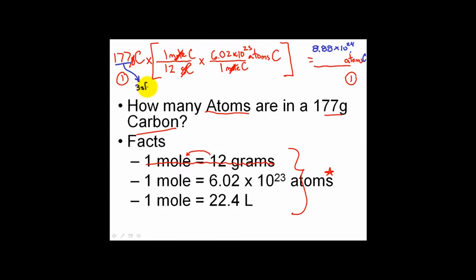Now that's important to me because that tells me in my answer, I also need to see three significant figures. And so I rounded my answer off to have a decimal point. It goes like this. 1, 2, 3 sig figs. So 8.88 is what I have. It was 8.88795, and I round that off to 8.88 times 10 to the 24th. So just be alert of that. That's something you need to make sure you have.